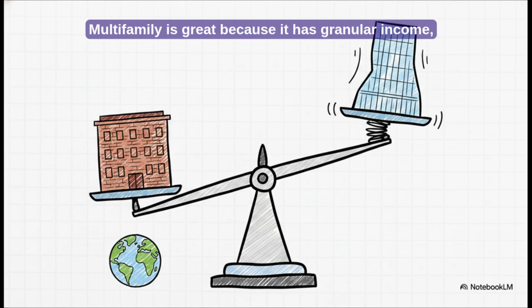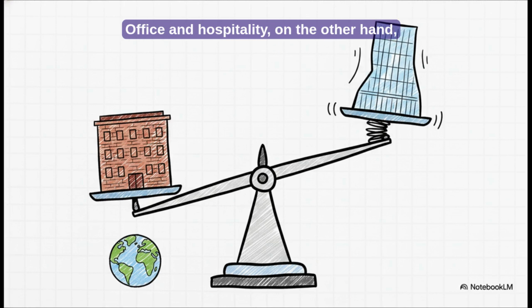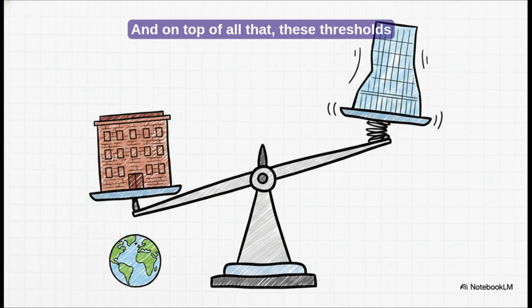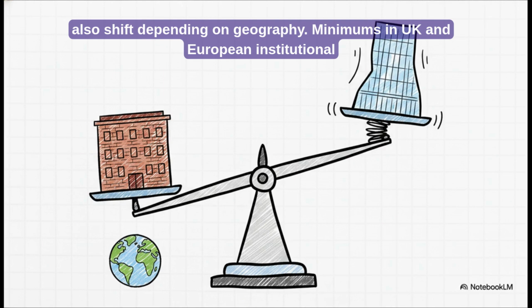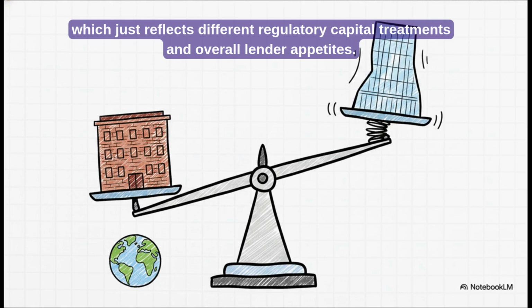Multifamily is great because it has granular income spread across many units, plus deep secondary market liquidity. Office and hospitality, on the other hand, face serious structural demand uncertainty and volatile operational income. And on top of all that, these thresholds also shift depending on geography. Minimums in UK and European institutional lending tend to lean way more conservative than some Asia-Pacific markets, which just reflects different regulatory capital treatments and overall lender appetites.